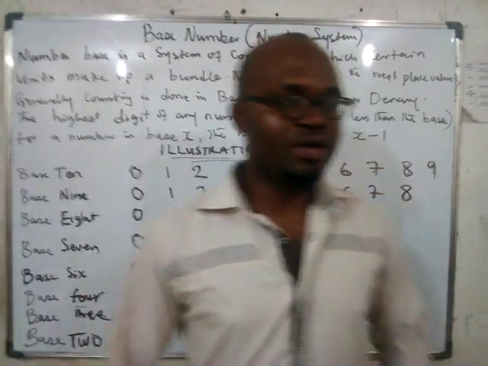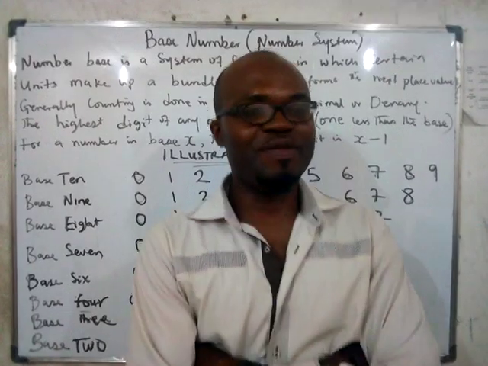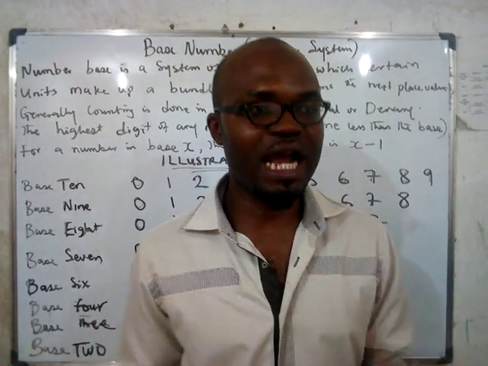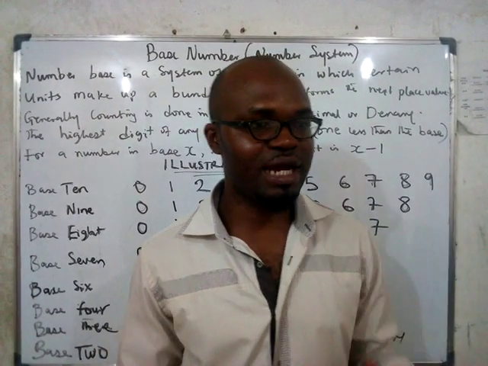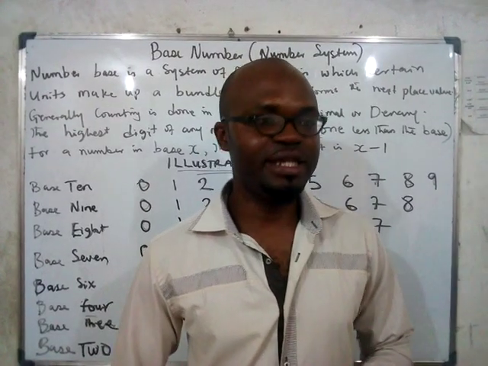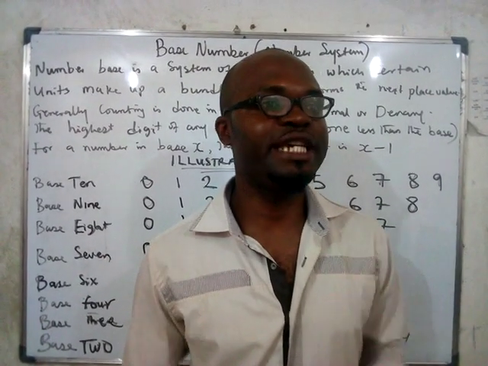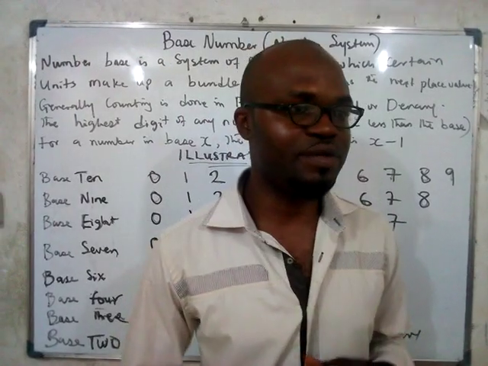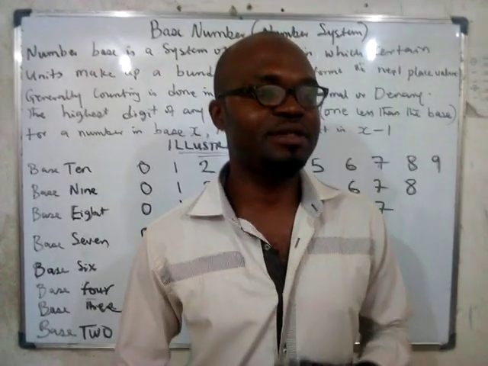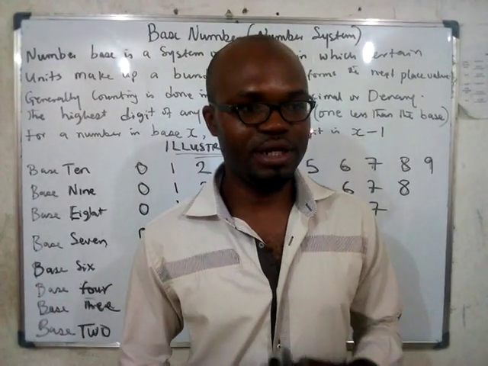Hello, welcome. Today we are going to be looking at number system. Number system is how we do our counting. Normally in the world we count in base 10. Base 10, or we call it decimal or ordinary.